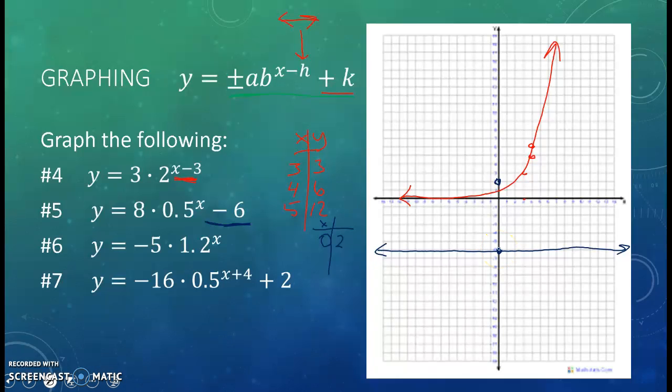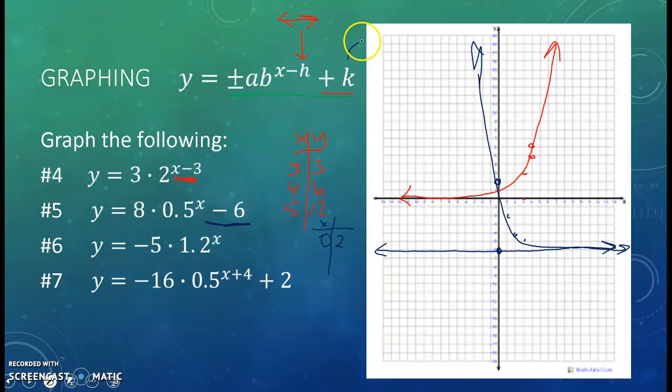And if I start at 8, the next point's going to be at 4. The next point's going to be at 2. The next point's going to be at 1. I don't know why they're going away, but they are. And so I'm going to have a graph that looks something like this. And again, it's going to approach the x-axis, but it's never going to cross the horizontal asymptote, which is at -6. So what does the k value do to the graph?